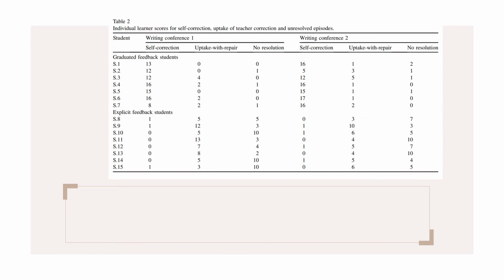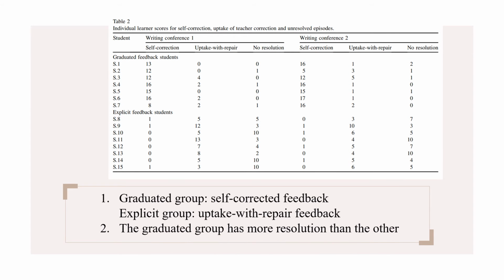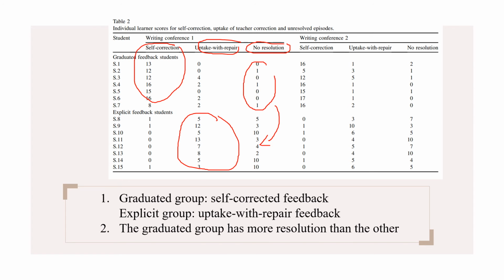From the second table, what we can see is that the feedback in the graduated group is mainly the self-corrected type, while in the explicit group, it is generally uptake with repair feedback, which aligns with the assumptions mentioned at the beginning of the study. And interestingly, errors are more likely to be resolved using graduated feedback, as you can see in the no resolution column. The number in the graduated group is less than the one in the explicit group.